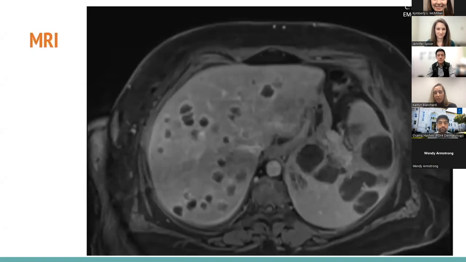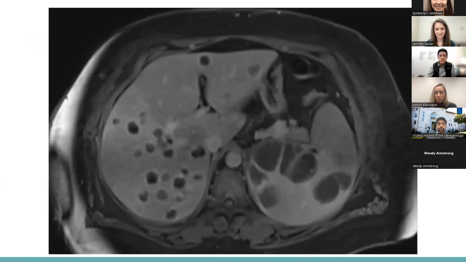And then here is her MRI as well. The report mentioned that she had over 50 liver lesions, and then some rather large splenic lesions, as you can see in the imaging here. And then just a few more images of that.